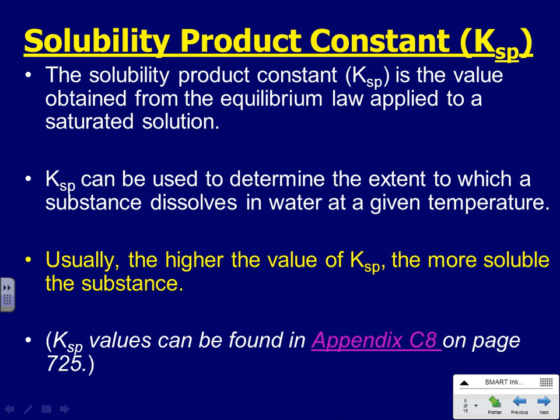And I'll explain why they call it a product. And what they mean there is literally a mathematical product, a multiplication. They're not talking necessarily about the ions as the products of a reaction. They're talking about mathematically a product.